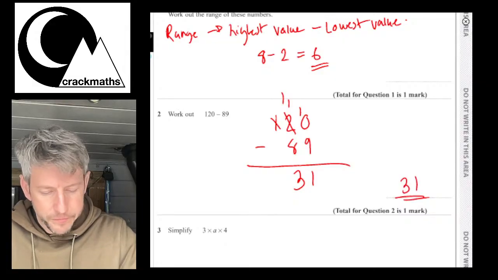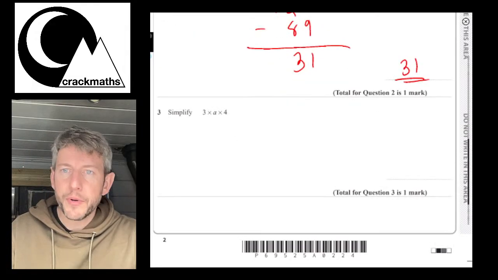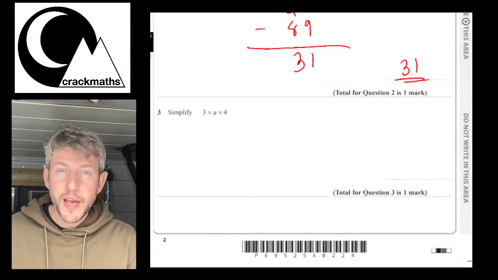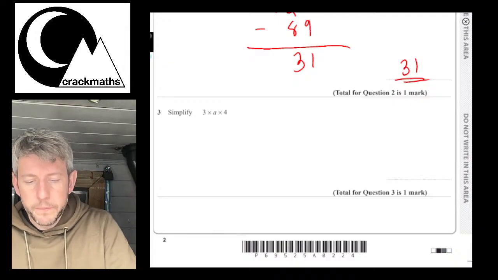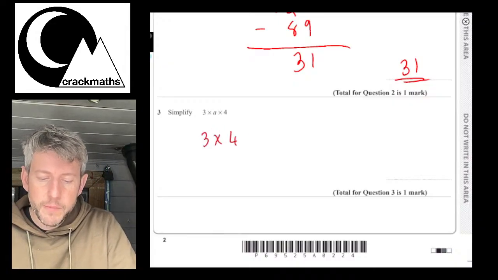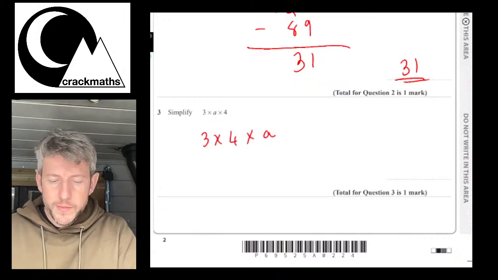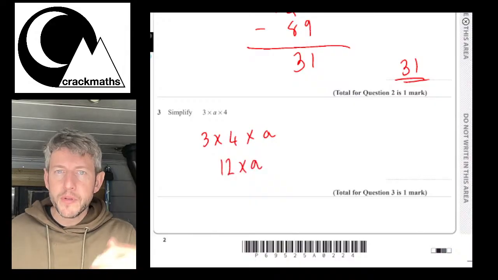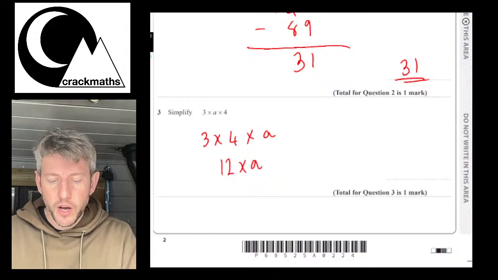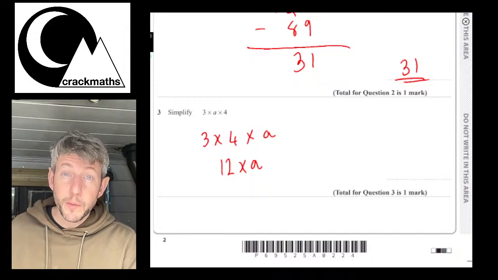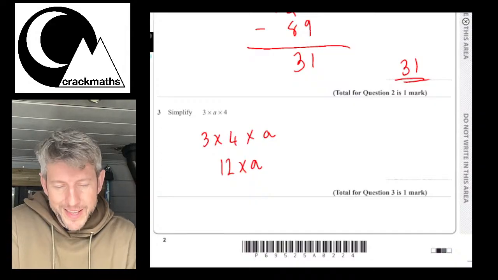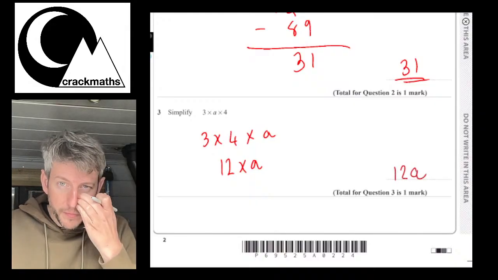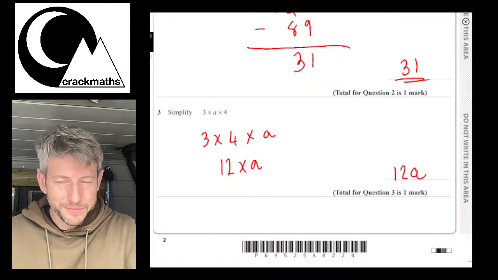Okay, question 3. So here we go. Simplify 3 times a times 4. Well, when you're multiplying things together, it doesn't matter which way round you're multiplying them. So we could think about this as 3 times 4 times a. 3 times 4 is 12. So this is like 12 times a. Now, when we're looking at numbers next to letters, you don't actually have to write the times sign here. We just assume that any number next to a letter is being multiplied by that letter. So we're going to just call this 12a. Okay, right. Next question.